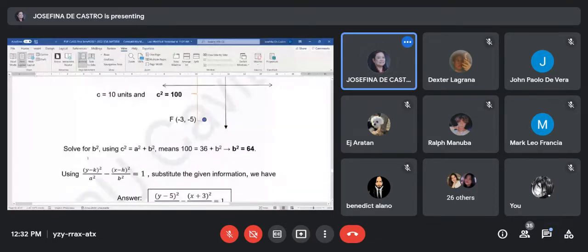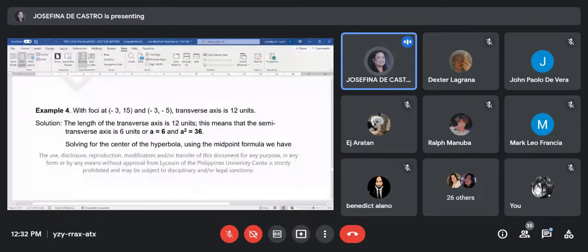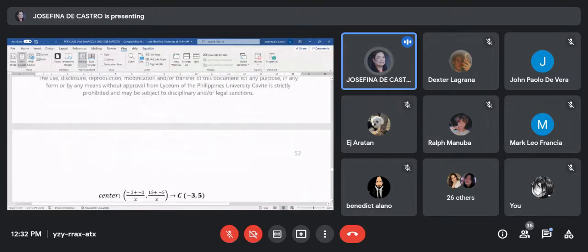Sa HK na. Example number 4. With foci at negative 3, 15, and negative 3, negative 5. So, ma-identify mo dun ang 2C. Negative 3 and negative 3. Sa Y, ang changes mo, 15 and negative 5. So, total of 20 yon. Therefore, ang C mo ay 10, ang C squared ay 100.